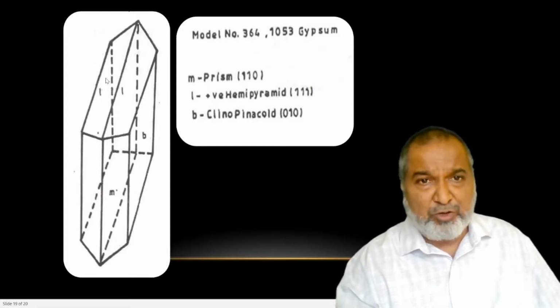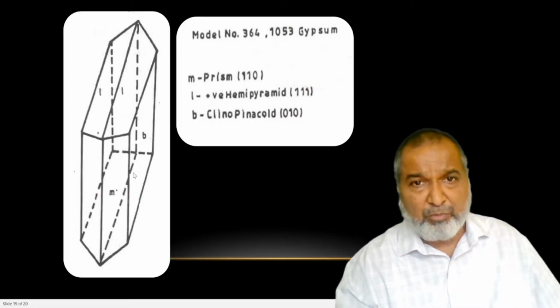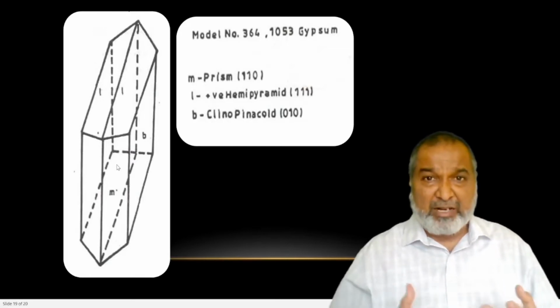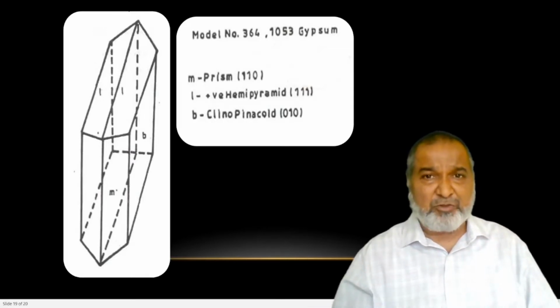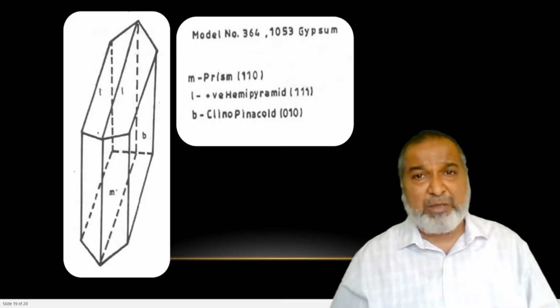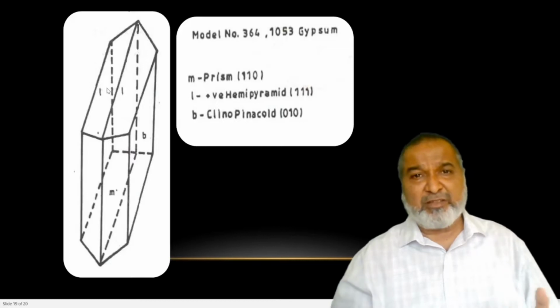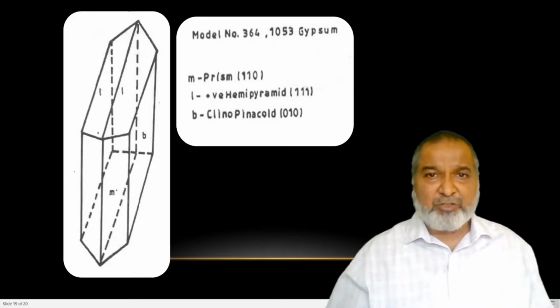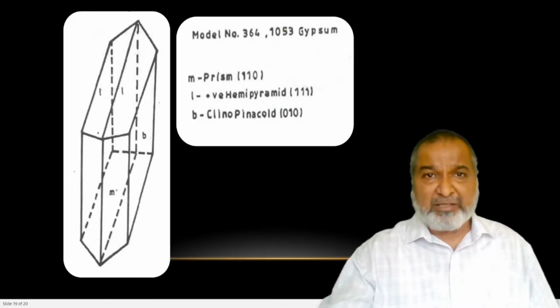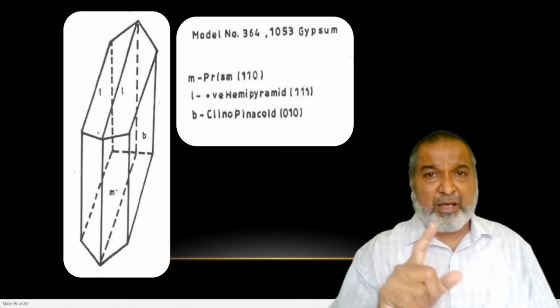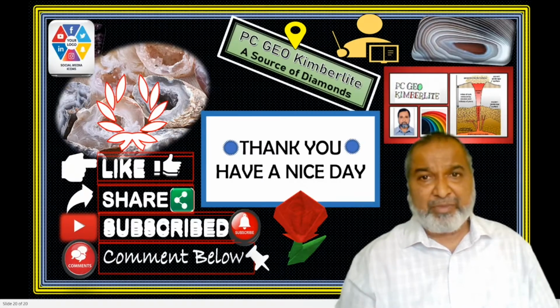Then come to this one, two on the top and two on the bottom. So this is what we have, the pyramid. That is half, because four faces are there, so it is half. So it is a hemi-pyramid. And the positive, once you take the indices of a positive side, is a positive one. So the positive hemi-pyramid is there. So here we have the side pinacoid, prism, and hemi-pyramid.